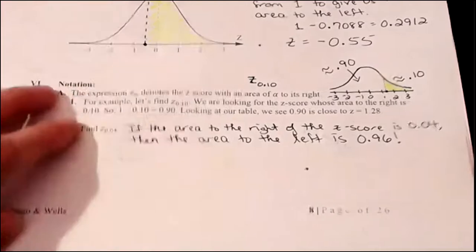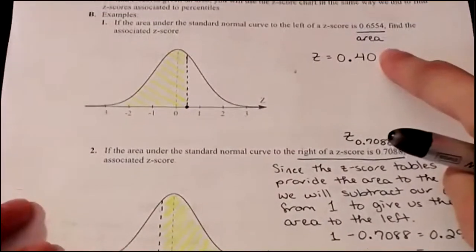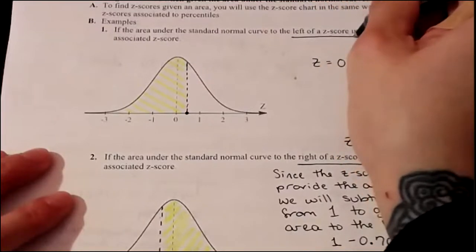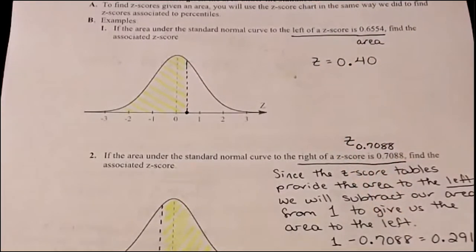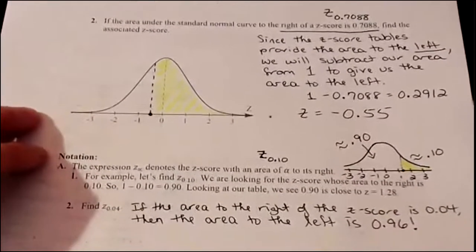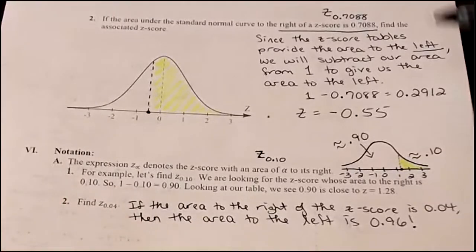Also notice we didn't have to subtract from 1 here because we wanted the z-score which had an area to the left of 0.6554. So we literally just found that area on the table as is. But when we want the z-score with an area to the right, there's just one extra step. We subtract from 1 to figure out the area to the left, that way we can use the table. All right.